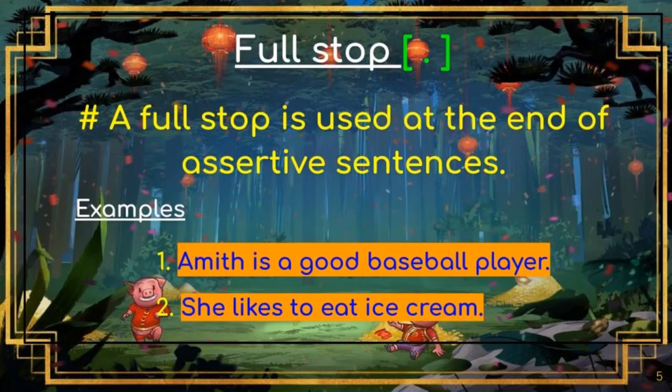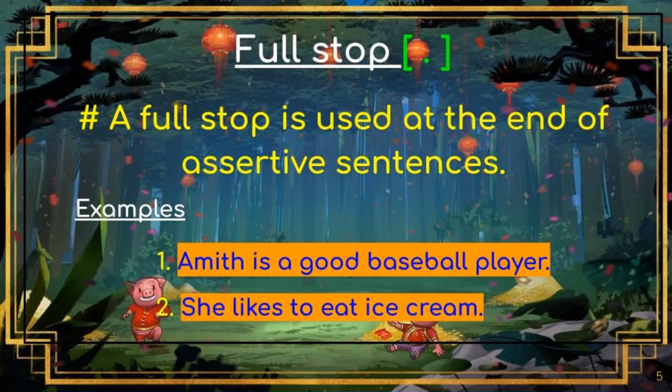Students, now we are going to revise full stop. A full stop is used at the end of assertive sentences. Students, what do you mean by assertive sentences? Assertive sentences tell us something or give information. So, at the end of the assertive sentence, we have to put a full stop.